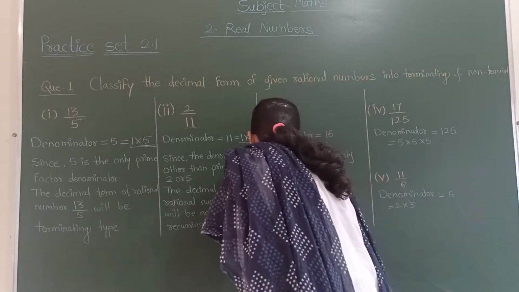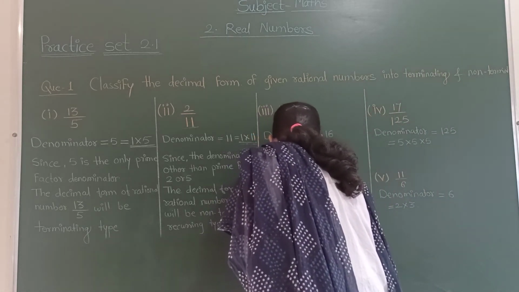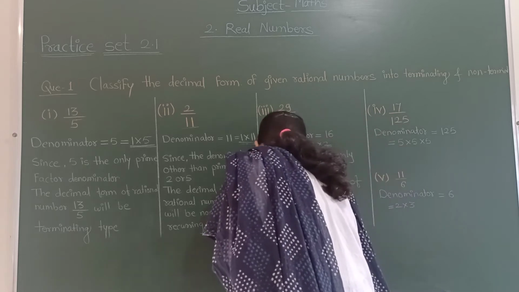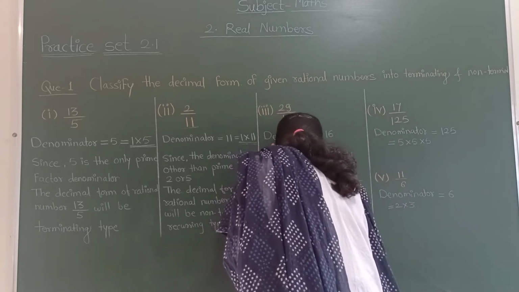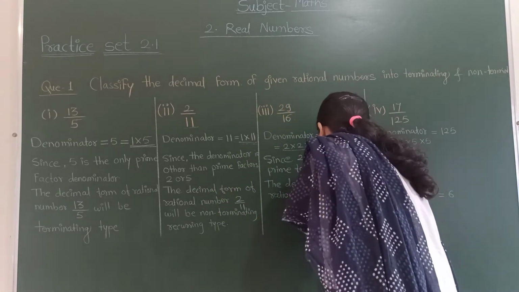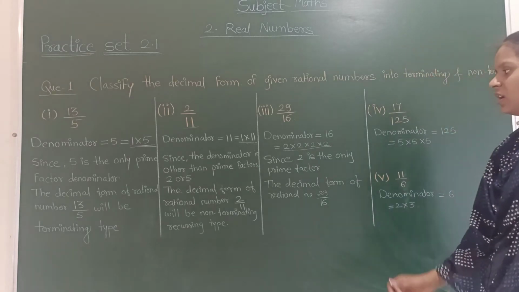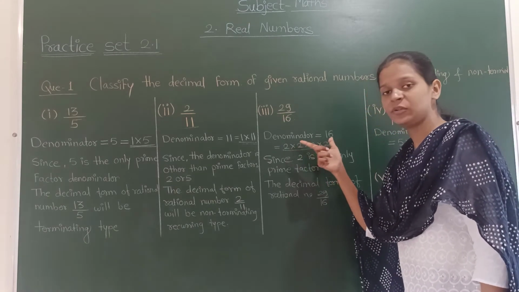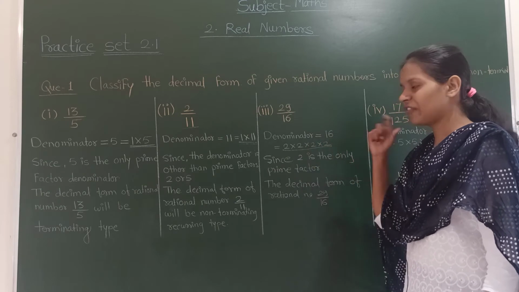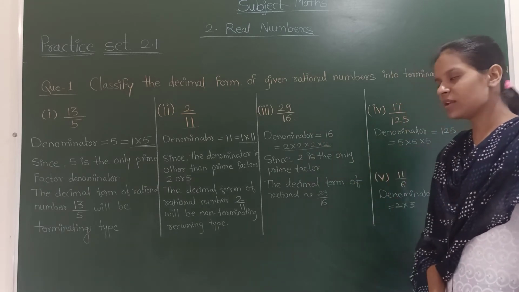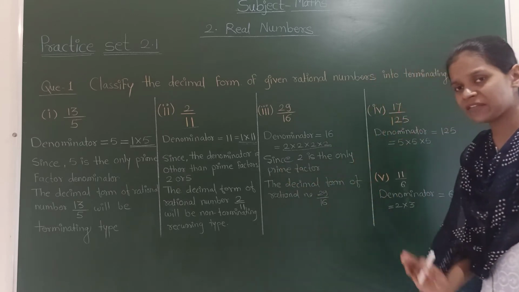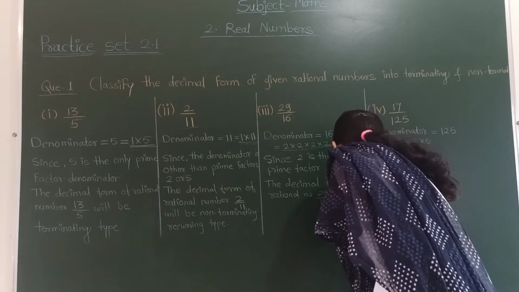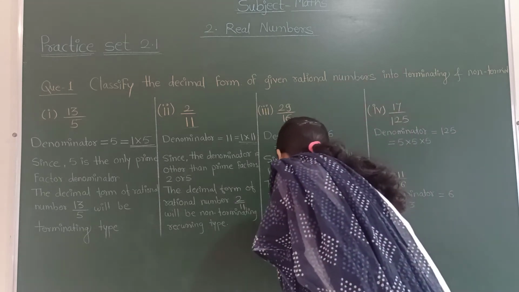the decimal form of rational number, what is the rational number? 29 upon 16. Okay, 29 upon 16 will be of terminating type. Why will it be of terminating type? Because the factors are 2 and 5. The factor is only 2 over here. But if the factors are 2 and 5, then it will be of terminating type. You can see, since 2 is the only prime factor, therefore the decimal form of rational number 29 upon 16 will be of terminating type.